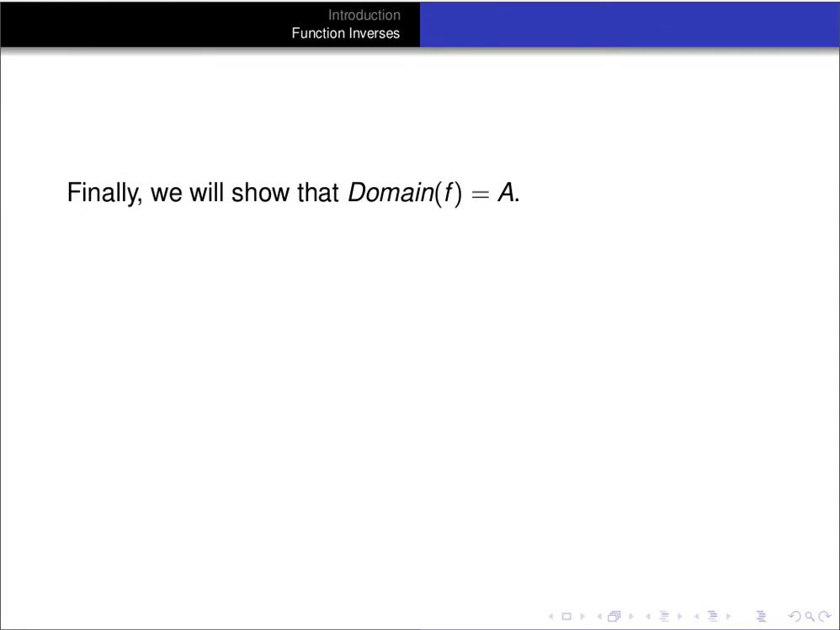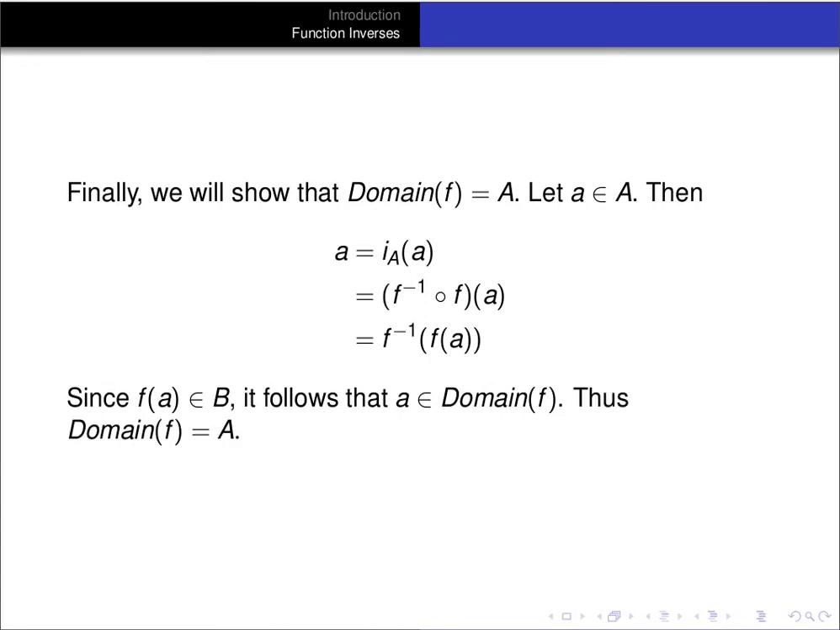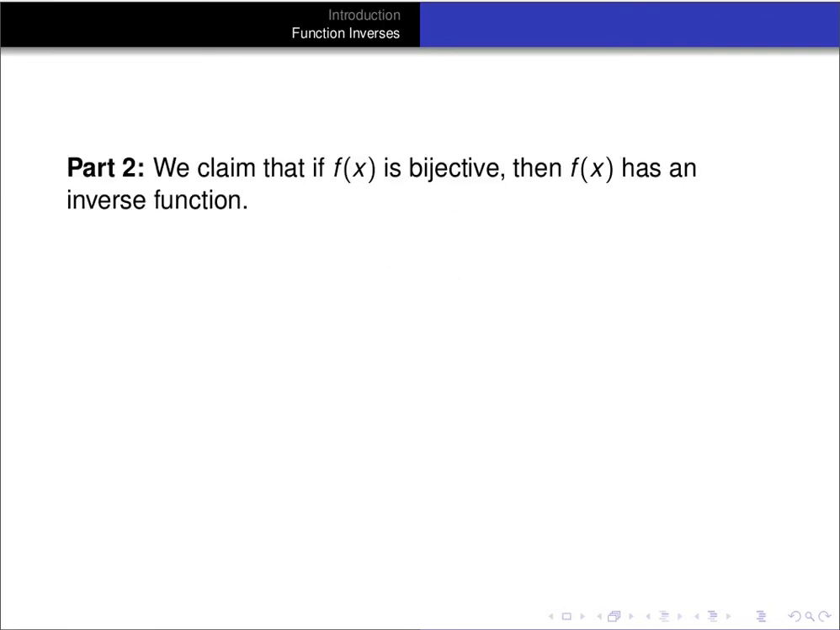Okay, so let's show that the domain of f has to be all of A. If a is an element of A, then a is equal to the identity on A at a, which of course is f inverse composed with f, and that's f inverse evaluated at f of a. Okay, so that means that f of a has to be the type of thing you can validly put into f inverse. In other words, f of a is an element of B, and so it follows that a is in the domain of f. So that proves that the domain of f equals A, and so we know that it's a bijective function.